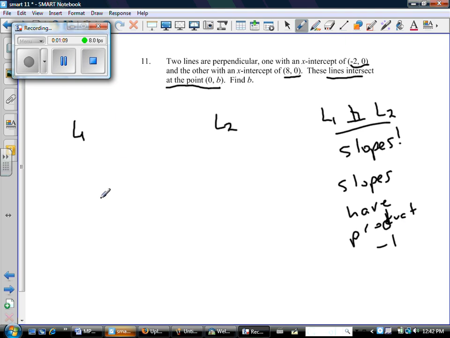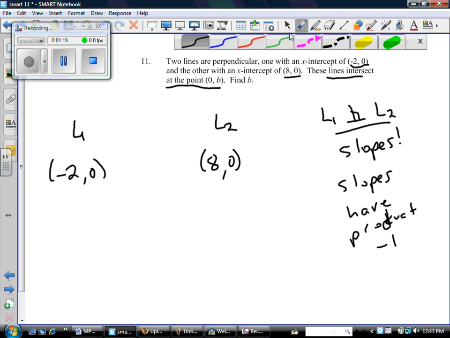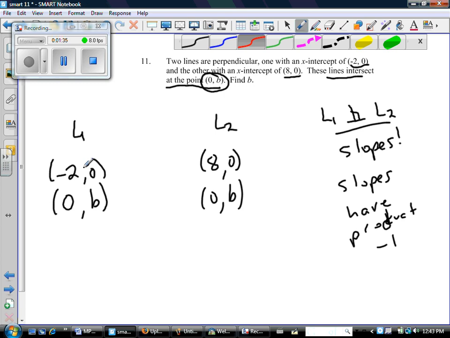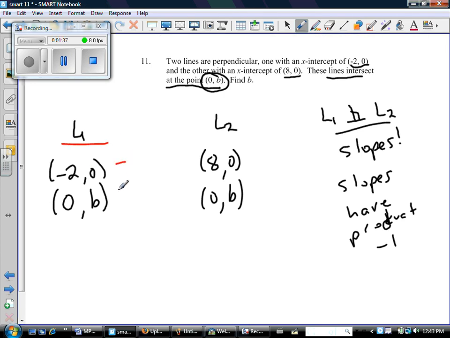Well, we know that line 1 goes through this point, and line 2 goes through this point. Anything else? Yep. We also know that this point here is on both of these lines. So line 1 goes through this point, and it goes through this point. Line 2 goes through (8, 0), and it goes through this point. So look what I have. For line 1, we have 2 points. For line 2, we have 2 points. And we want to talk about slope.